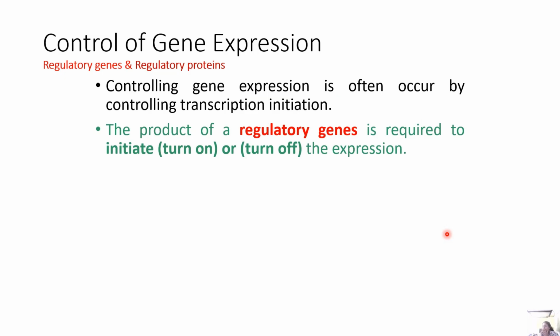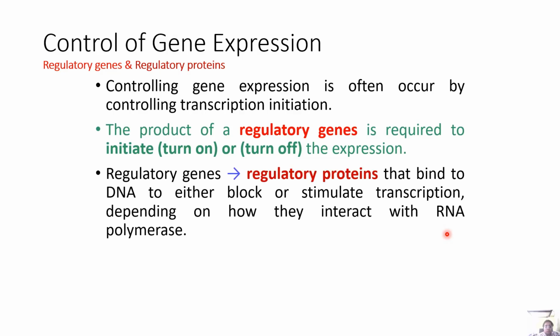Now, if we talk about control of gene expression, we have regulatory genes and regulatory proteins. Controlling gene expression often occurs by controlling transcription initiation. The product of a regulatory gene is required to turn on or turn off the expression. So regulatory genes ultimately give rise to regulatory proteins that bind to DNA to either block or stimulate transcription, depending on how they interact with the RNA polymerase.